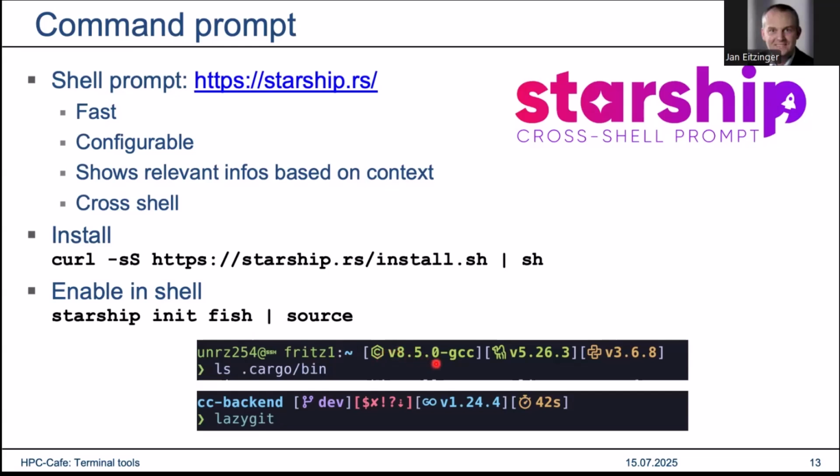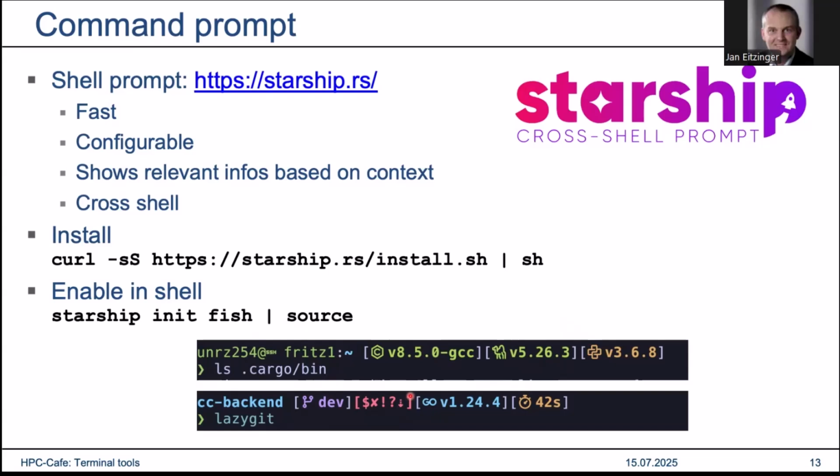Then the toolchain version is only shown if you're in a project that actually uses those tools. Or here, this is the Git information. When you're in a Git repository, it shows the branch, but only then. Then when you execute commands and they are longer than a few seconds, it will automatically show the time. So it has this context-sensitive information. You can configure it, and it's really handy.